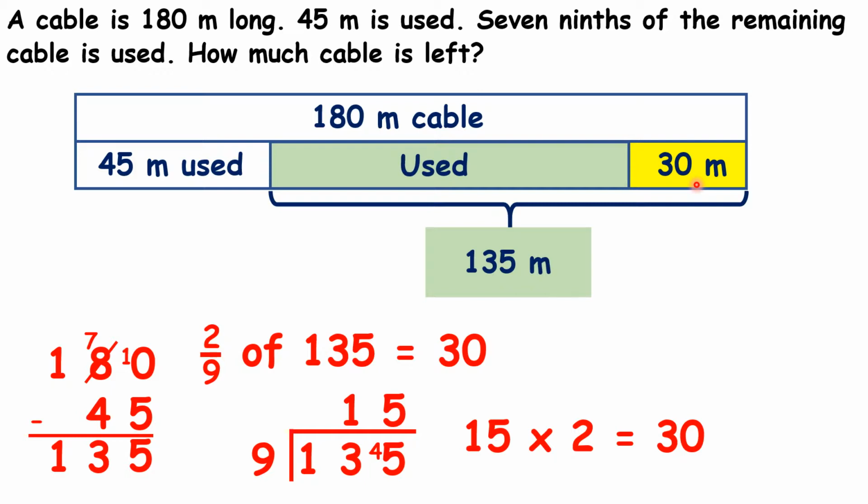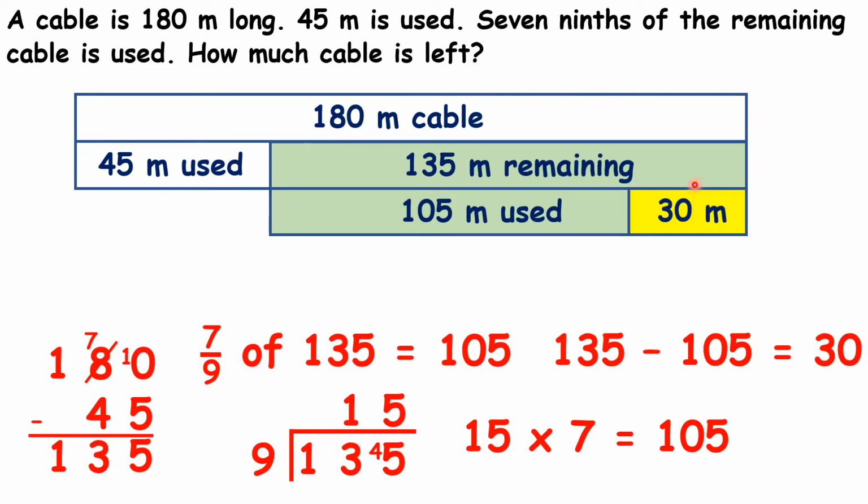But perhaps you used a different bar model to answer this. Is there any other bar model which works? Well, how about this one? Here, like us, they started by subtracting 45 from 180, so they knew that there was 135 metres of remaining cable, but they represented this with a bar instead of a brace.